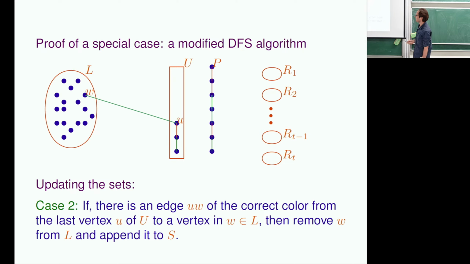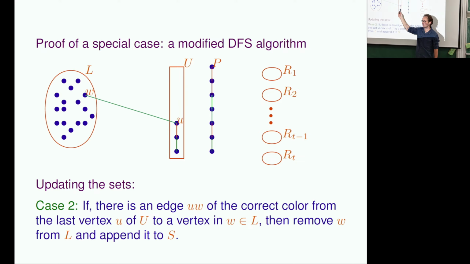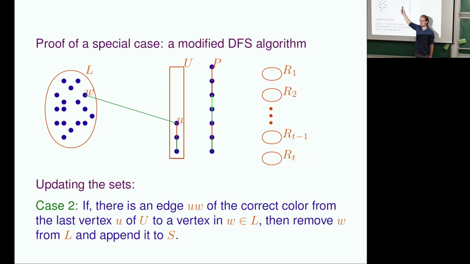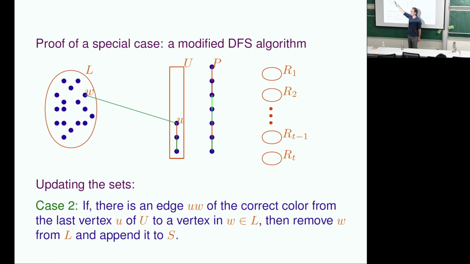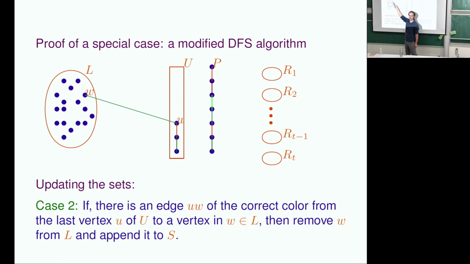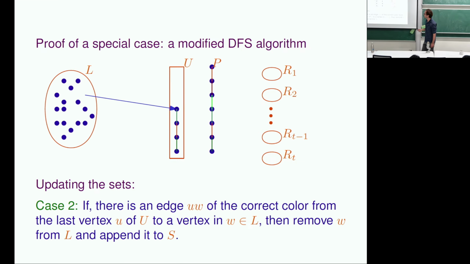Now the next case is, suppose that we have at least one vertex in U, and U is a stack here. There's an edge from the last vertex of U going into the unused vertices L, and the color of this edge is the correct color. So what we have is a partial copy of P, and we're trying to find the next edge of P. There's an edge into L that has the right color. So what do we do? We just move that vertex over into U, like that.